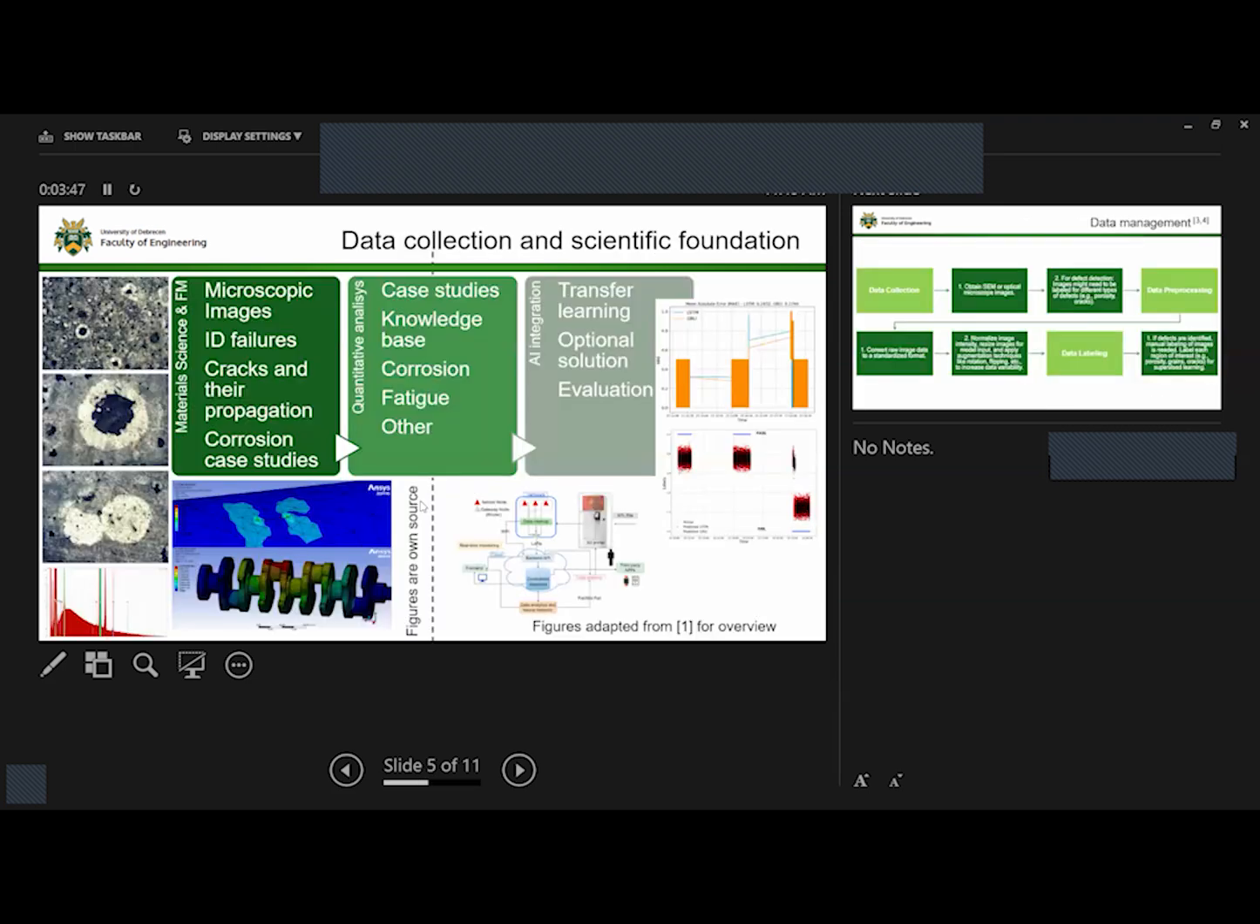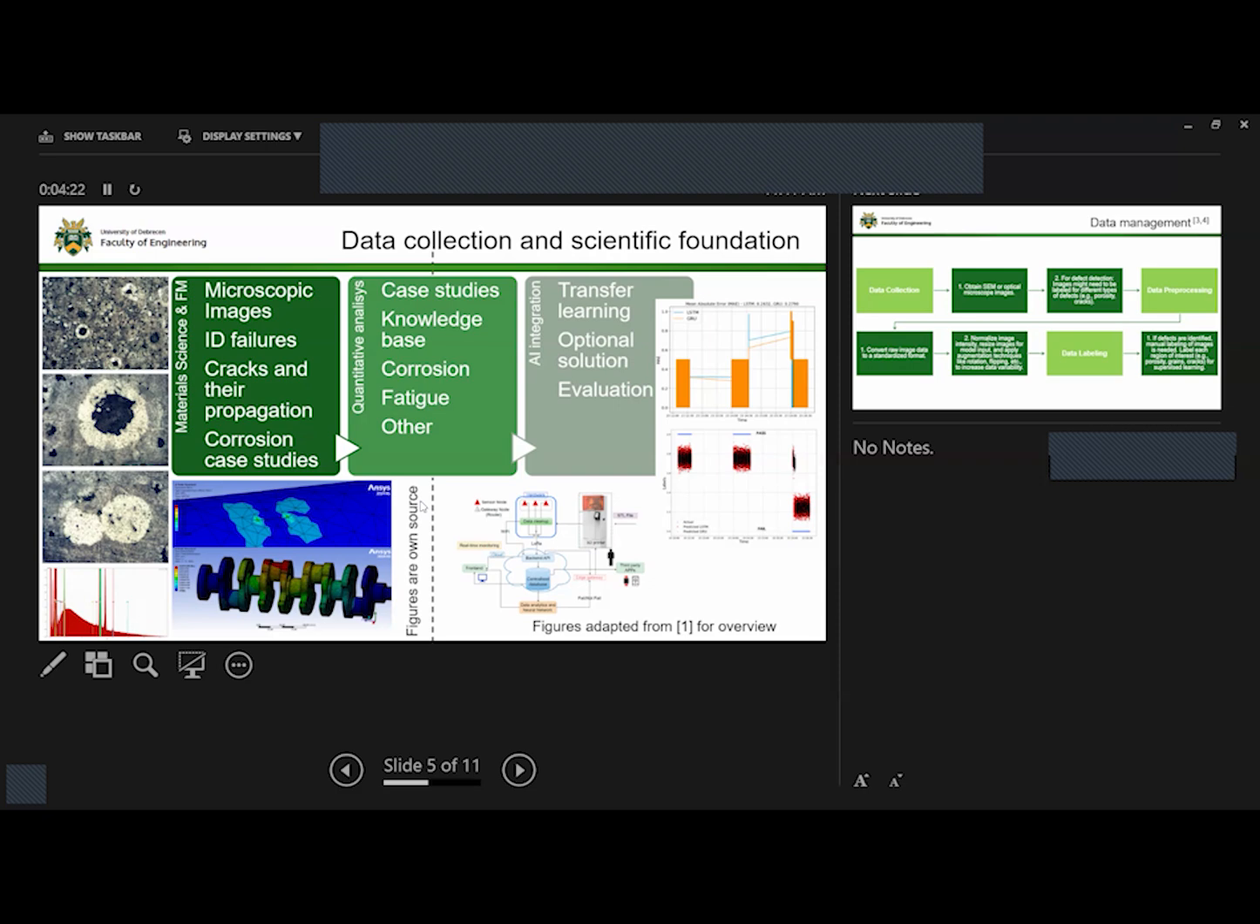And of course, we have to have a scientific background and a scientific foundation for this kind of topic. As you can see at the left side, basically it comes from my work. We have microscopic images, tons of them. We have identified failures, pictures of them, case studies, and so on. And basically, I'm also teaching fracture mechanics at the university, so I have several examples of different problems and their solutions that I collected together. So I also have a database.